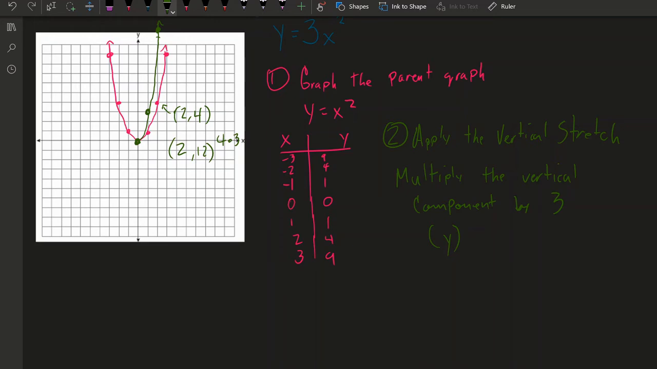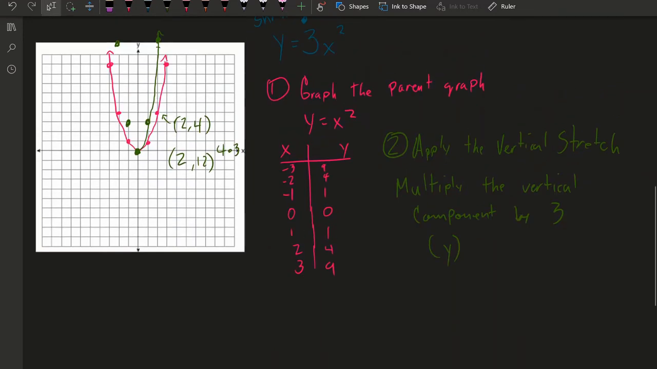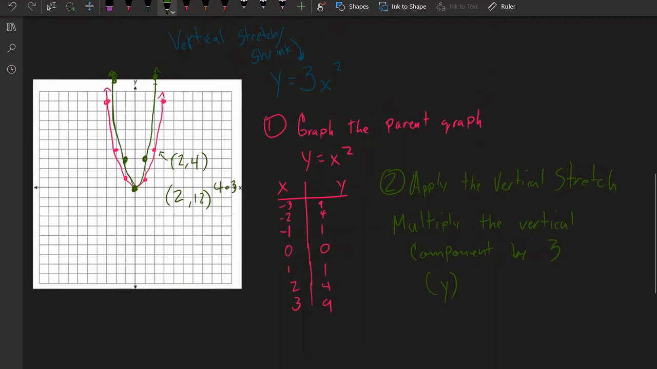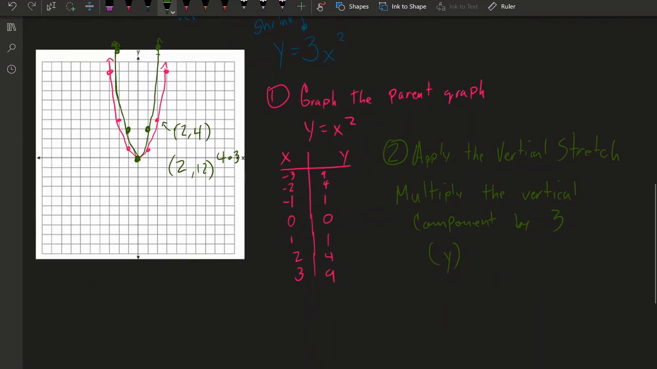Now, I've got these 3 other points on the left that I should do, but I know that it has the axis of symmetry at 0, so it's just going to be a mirror image. So I'm just going to make mirror images of these points right here, and then I know that this is going to curve up just like that. So the green one right there is my graph of y equals 3x squared.